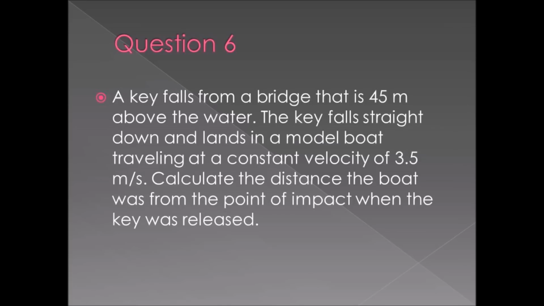Question 6. A key falls from a bridge that is 45 meters above the water. The key falls straight down and lands in a model boat traveling at a constant velocity of 3.5 meters per second. Calculate the distance the boat was from the point of impact when the key was released.